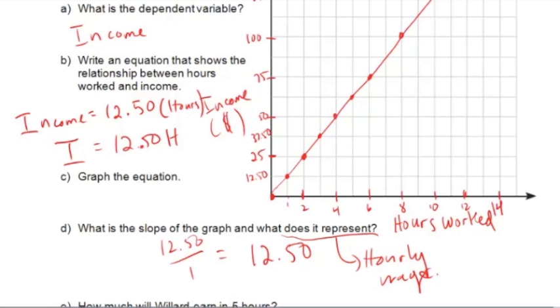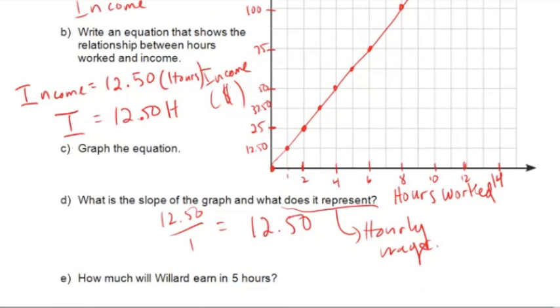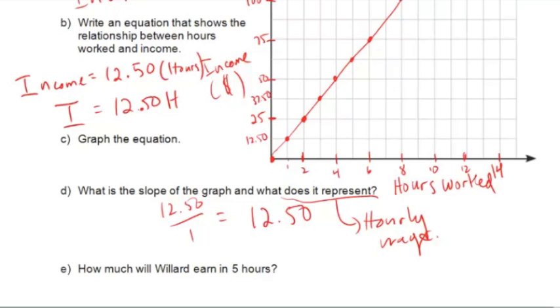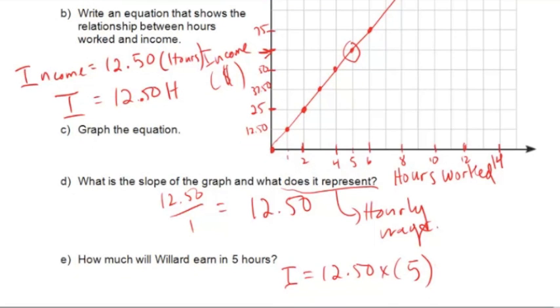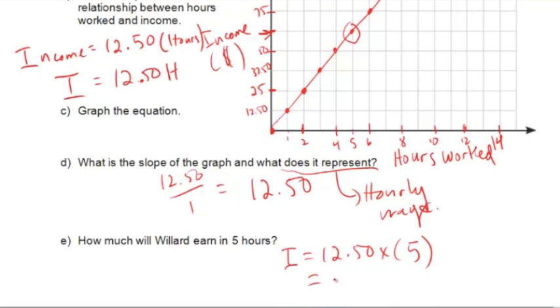How much does Willard make in 5 hours? We'd have to go to our graph and say, at 5 hours, we can go up to our graph and find that point. The income for that point is going to be where our arrow is, or 62.50. Another way we can do that is by looking at our income being 12.50 times our number of hours, so in 5 hours, if we plug this into our calculator, we end up with a value of 62.50.